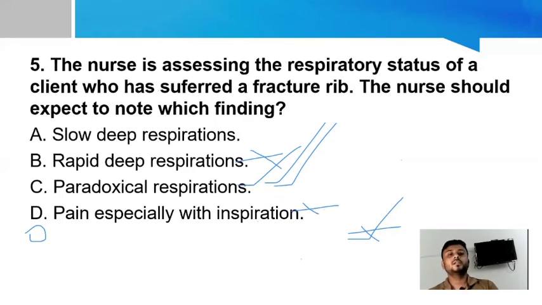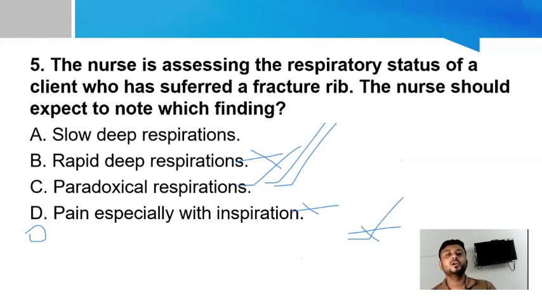The fifth question: the nurse is assessing the respiratory status of a client who has a fractured rib. See, the first question was about flail chest, and the second is about a fractured rib, so there is a difference, as I already told. The nurse should expect to note which findings? That is, if the patient has a fractured rib, which findings should the nurse expect?